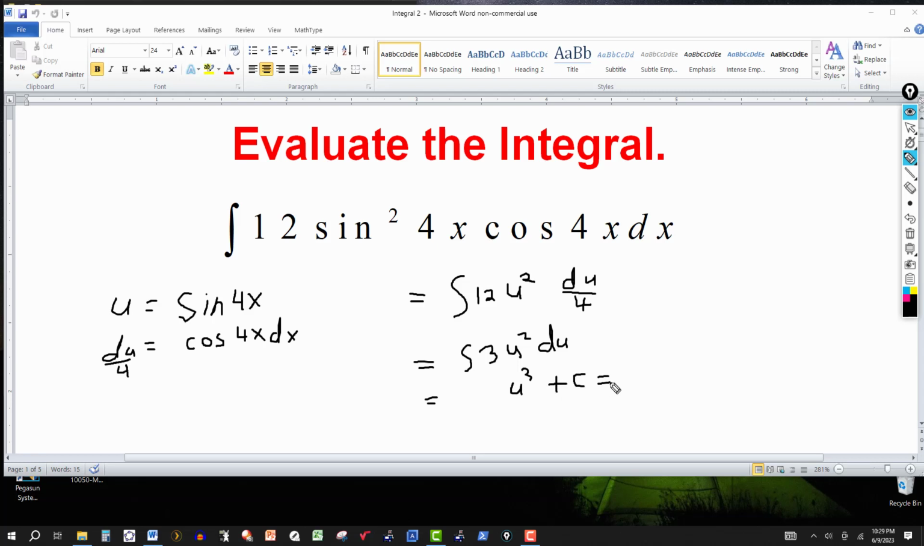And we're pretty much finished there, other than going back to the original variable. The u is sine of 4x, so we finish up by saying this is equal to sine cubed of 4x plus the constant of integration. So this is your final answer: sine cubed of 4x plus the constant.